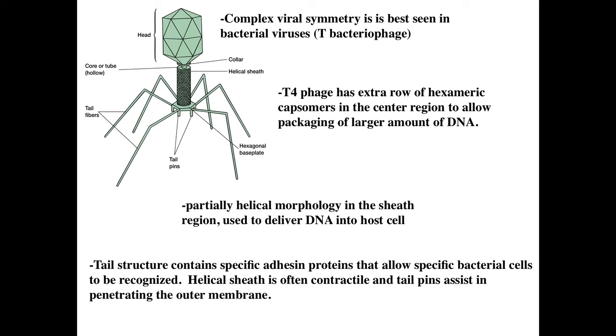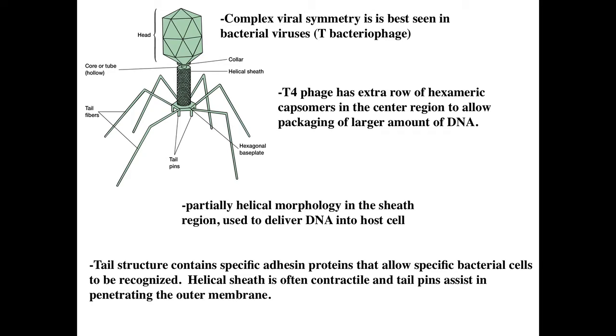So it not only has just an icosahedron head, but it's actually extended that head. So it's like putting a second floor on a ranch house, right? Because this virus has a large double-stranded DNA genome, it's actually added another layer of proteins to this icosahedron to fit more DNA. But this head has an icosahedral structure.